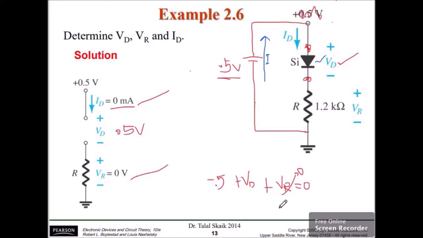Right? Life is easy. So VD is equal to, transposing to the other side, 0.5. So, your feeling was correct. Sometimes your feelings are right. So, VD is equal to 0.5. And so, that's it for this example.